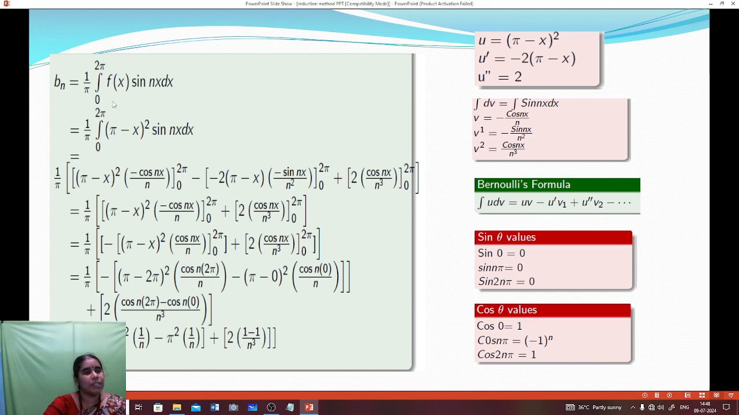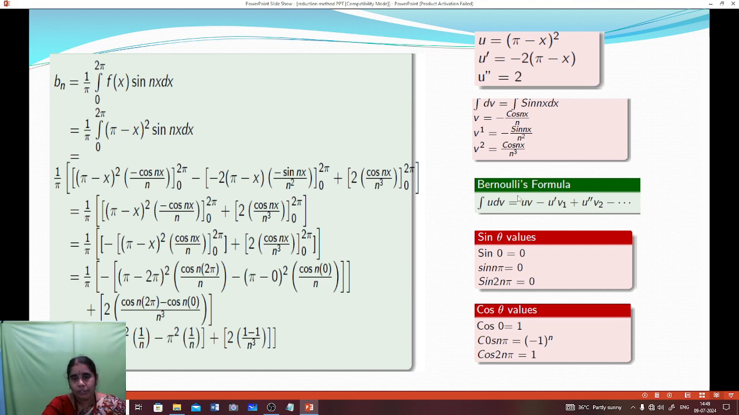Formula for bn is nothing but 1 by pi integral 0 to 2 pi f of x into sin nx dx. This is our bn formula. On substituting our function f of x, instead of f of x we replace pi minus x the whole square into sin nx dx. Okay. Same thing here, we are going to use our Bernoulli formula.